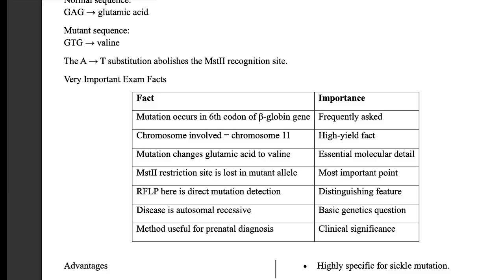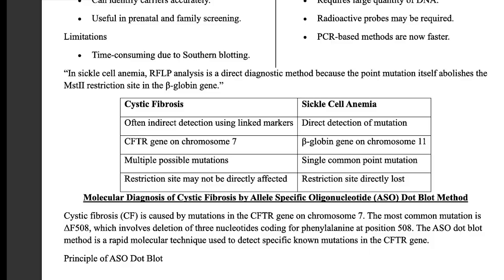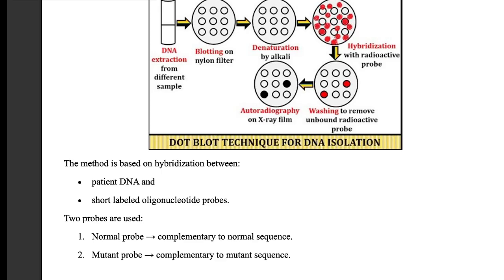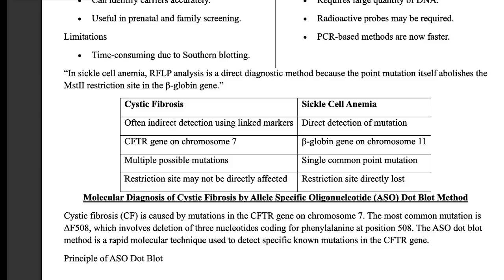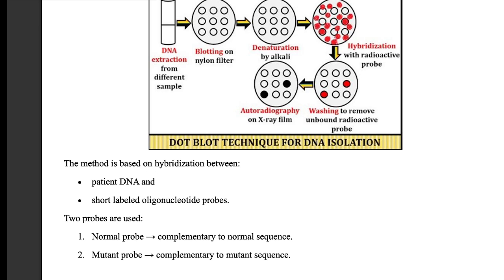Moving on to the next part, we have to now talk about the next important technique, and the next important technique is the ASO dot blot method. ASO dot blot method is basically allele specific oligonucleotide dot blot method. The method is very simple, very easy to understand. It is just a kind of blotting only. So what happens is that here we have to prepare two kinds of oligonucleotides.